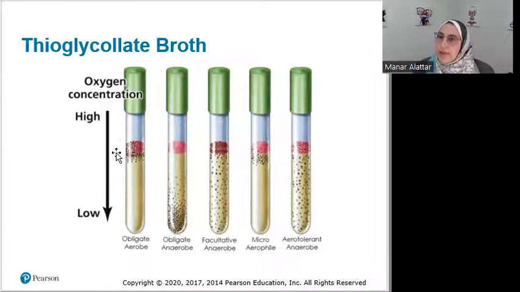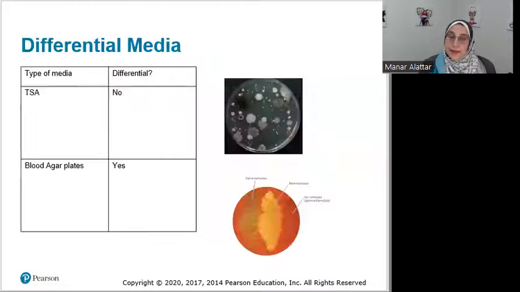Any organisms that grow at the very top of that are going to be our strict aerobes, as we had mentioned before. Whereas organisms that grow at the very bottom, where the thioglycolate has scrubbed the oxygen out of the media, are going to be our strict anaerobes. And then we have some variation in between. So this thioglycolate media is growing many different types of organisms, but we're able to differentiate them based on their oxygen use.